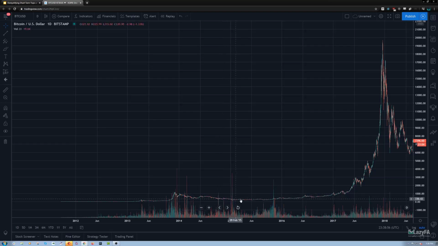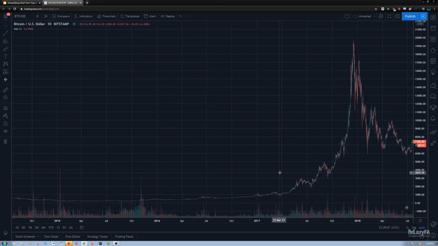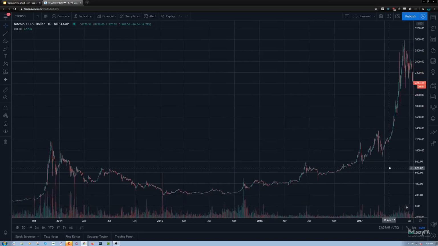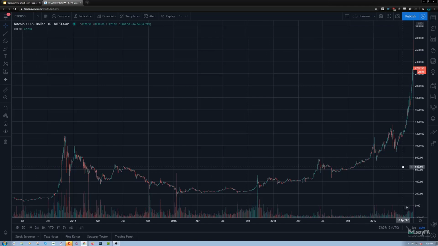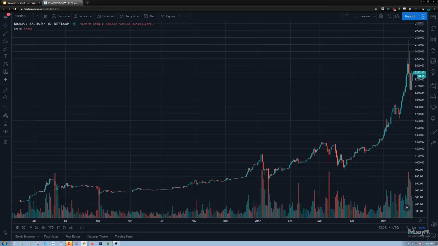Look at this, from $1,000 to $20,000. This is a true parabolic move, and it went parabolic many times along the way also. Even looking back towards 1,000 to 2,000, we see the exact same pattern.